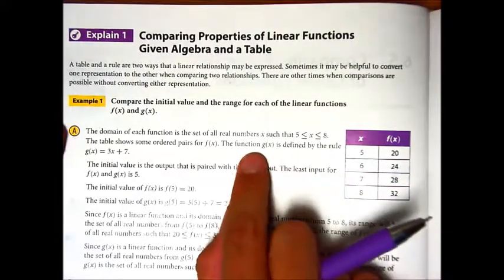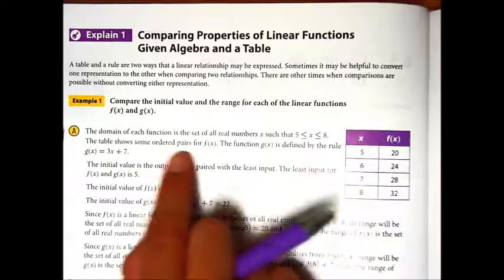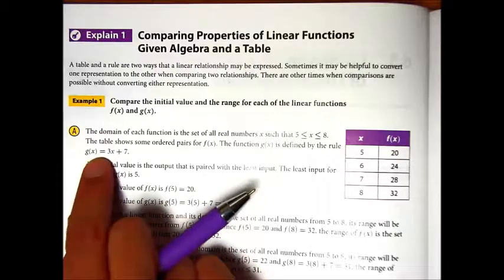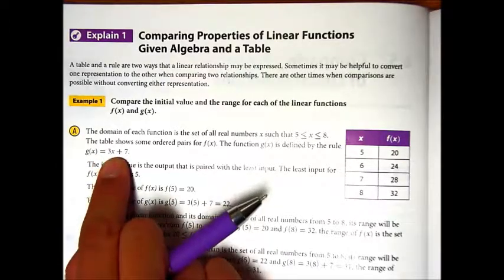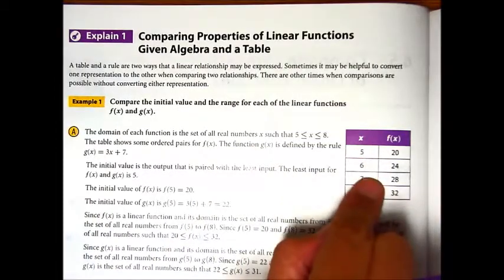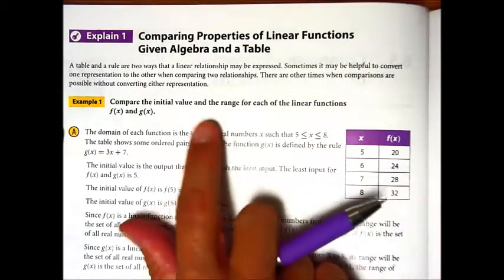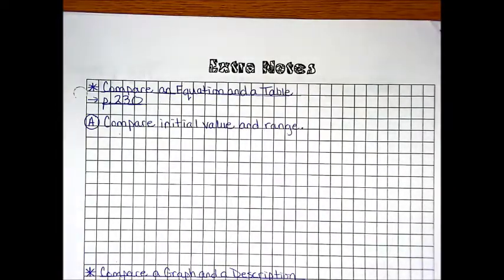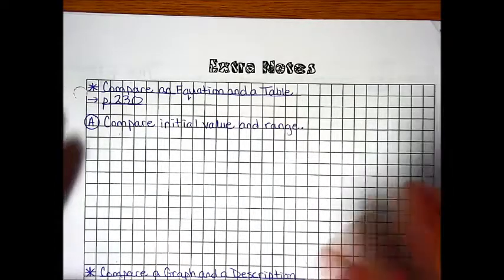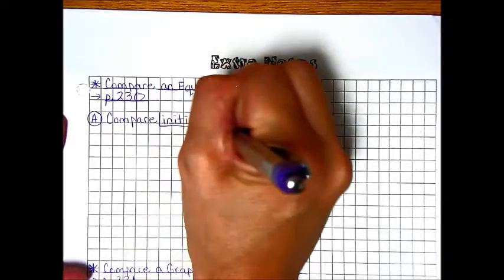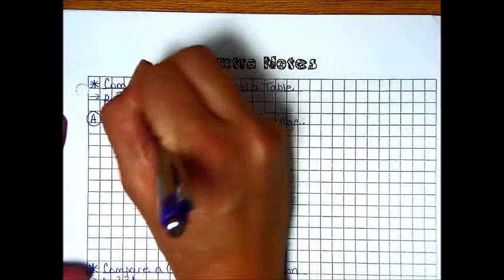And then the function g of x is defined by this rule. So they're giving you the equation for g of x. That's in slope-intercept form. So they're giving you an equation and they're giving you a table. They want you to compare the initial value and the range. So what I want you to take a second and do with me right now is, so that we have something that you can actually refer back to on your paper, let's put down a little box around initial value and range.